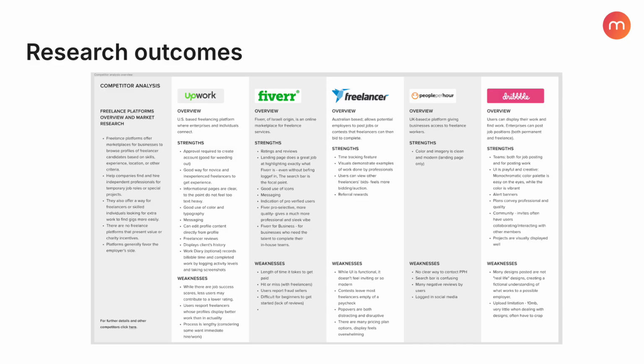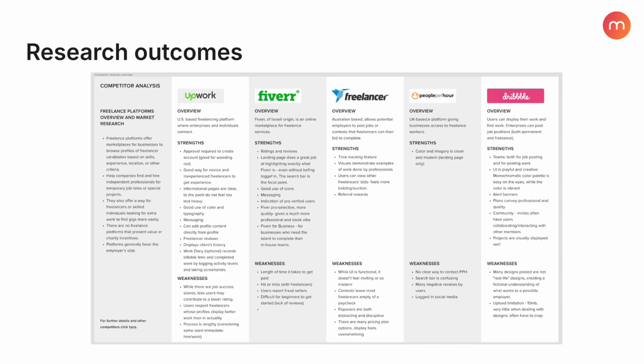We started by looking at what each one does best. Upwork, for instance, has strong approval processes and clear informational pages that make it easy for beginners to get started. Fiverr stands out for its strong visual design and clear communication of what it offers. Freelancer has a good mix of community and competition features such as bidding and referral rewards. People Per Hour's layout is clean and professional, while Dribbble focuses on creativity and community interaction, helping users showcase their work visually.